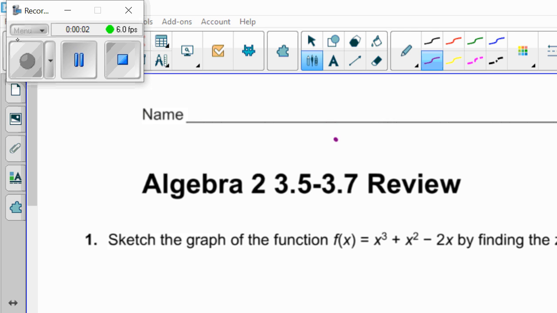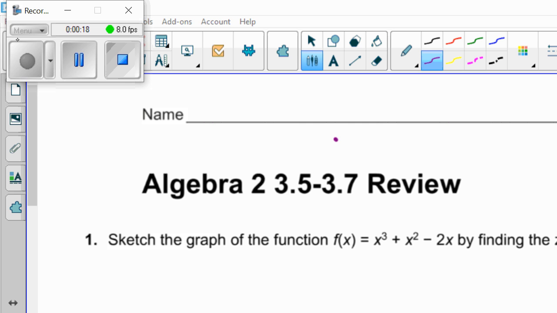All right, so today we're looking at our review for 3.5 to 3.7. Our test over this will be tomorrow. So number one is to sketch the graph of the function f of x equals x cubed plus x squared minus 2x by finding the zeros.